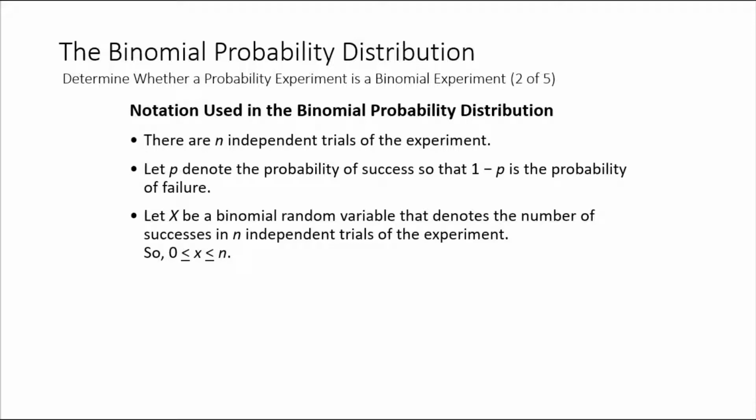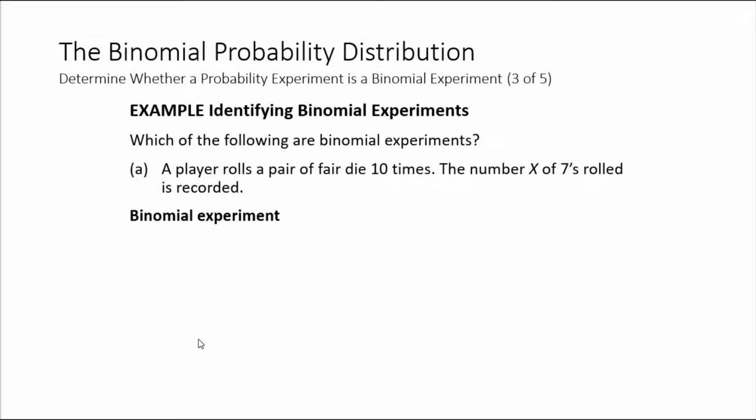Let x be a binomial random variable that denotes the number of successes in n independent trials of the experiment. Then x is going to span between 0 and n, meaning we can have 0 successes through n successes in total. Let's look at some examples and determine whether they represent a binomial experiment or not.